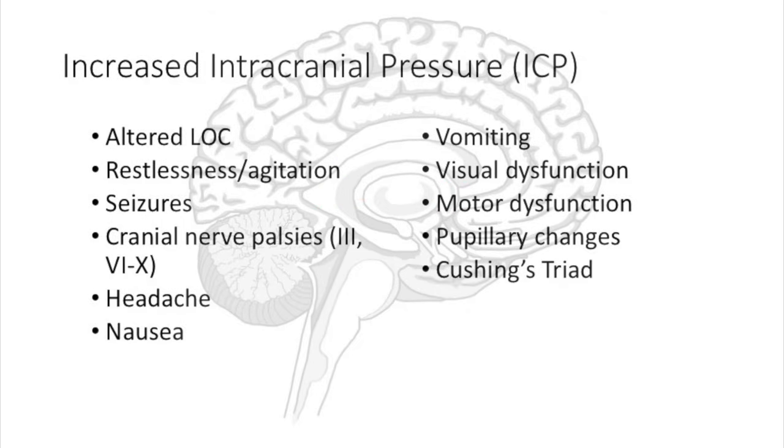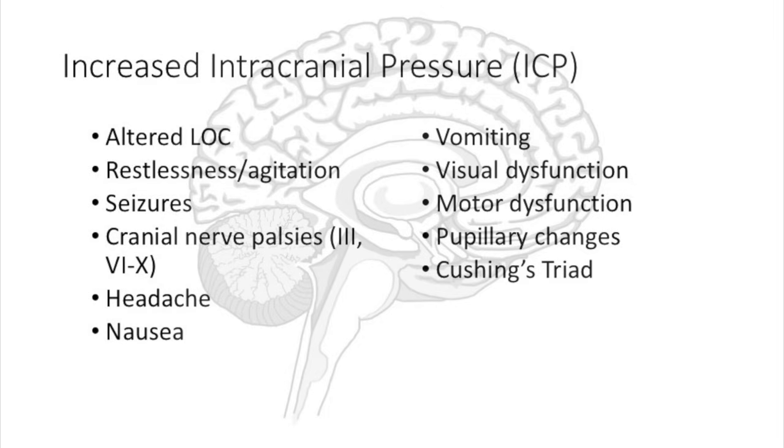Signs of increased intracranial pressure are altered level of consciousness, restless agitation, seizures, cranial nerve palsies 3, 6 through 10, headache, nausea, vomiting, visual dysfunction, motor dysfunction, pupillary changes, and Cushing's triad. What's Cushing's triad again? It's the widening pulse pressure with increased systolic blood pressure, decreased heart rate, and a decreased respiratory rate.